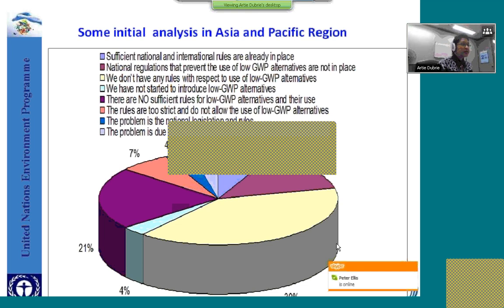So therefore, on the others, each point gave an indication that something more had to be happening. And the largest piece of the pie, which is 39%, as you would see in the cream color, said that we do not have any rules with respect to the use of low GWP alternatives as they work towards the implementation of the phase-out mechanism for HCFCs. So, this is a call that we have right now facing us as countries, and it's urgent and indicative that the work has to start at this point in time. We have to start the work now.